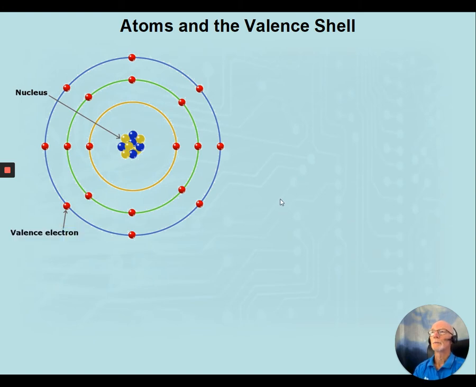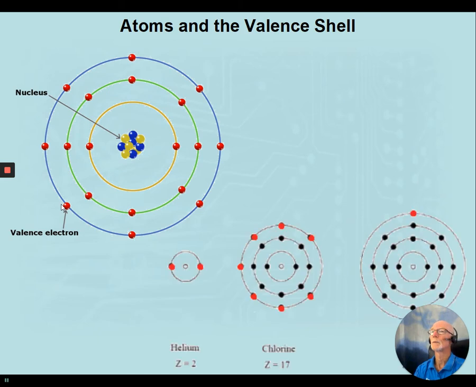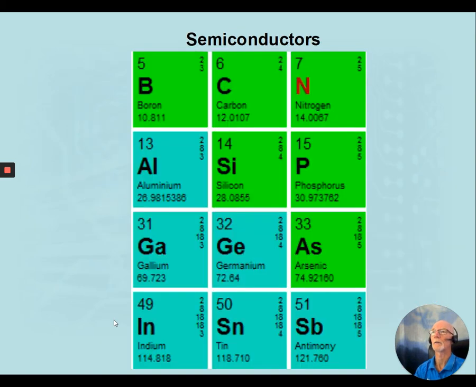Looking at this basic model of an atom, the outer shell is called the valence shell, and electrons in this outer shell are called valence electrons. Different atoms have different numbers of electrons in their valence shell, which is why they react differently in certain situations.